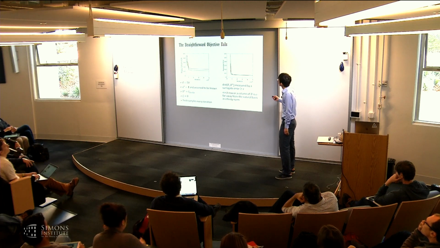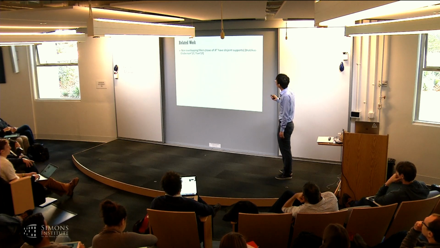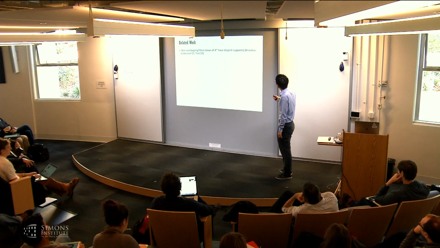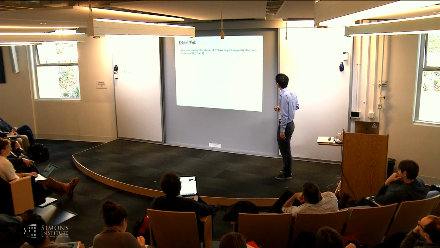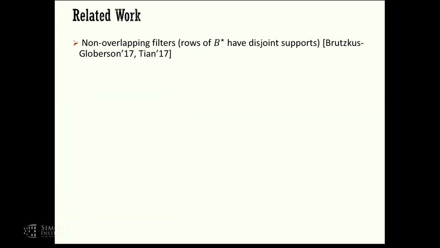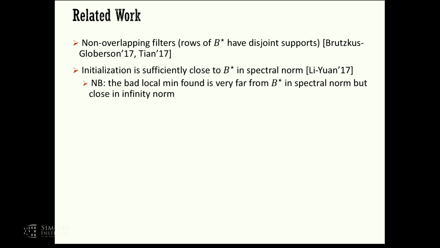All right, so some of the related work. There are works that show that if the filters are non-overlapping, if the rows of B star have disjoint supports, then the landscape of the straightforward objective works. And Yuanzhi and Yuanyang also show that initialization is sufficient. If the initialization is sufficiently close to B star in spectral norm, then it's going to work. In our case, the bad local minima is very far from B star in spectral norm, but pretty close in infinity norm.